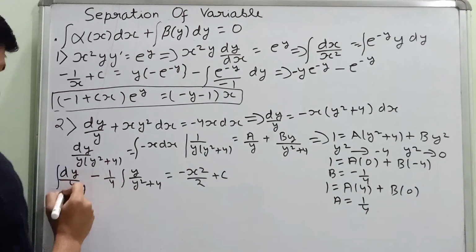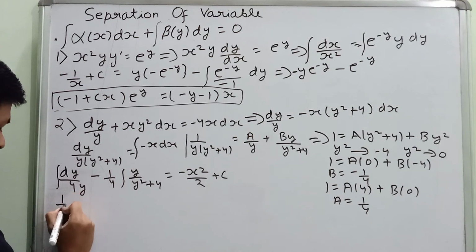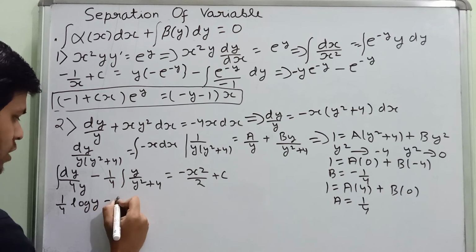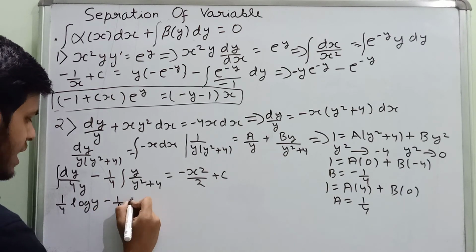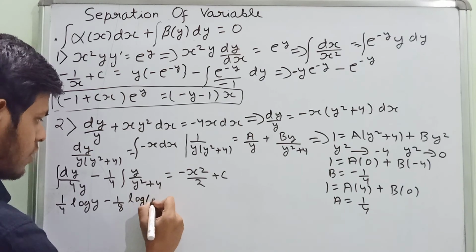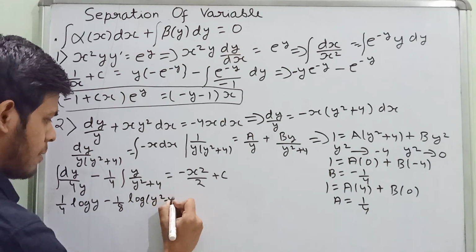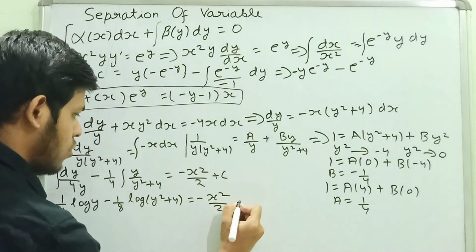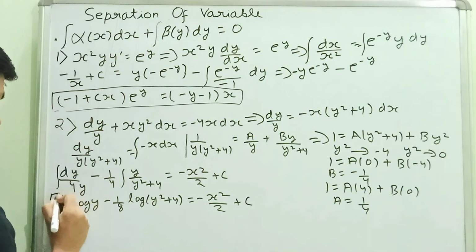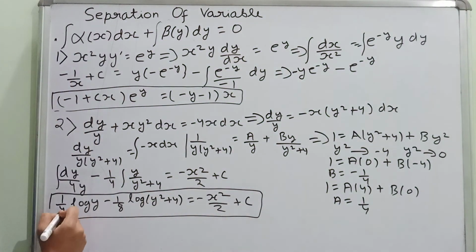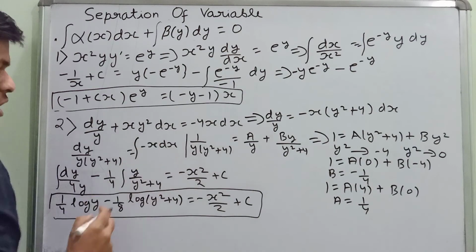So when we integrate it, this will become 1 by 4 log y, and this will become minus 1 by 8 of log y square plus 4 equals minus x square by 2 plus c. So this equation is our solution of this first order linear differential equation.